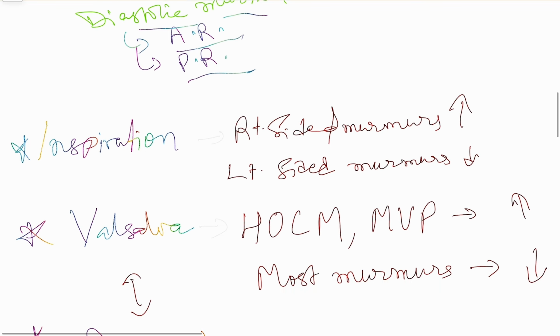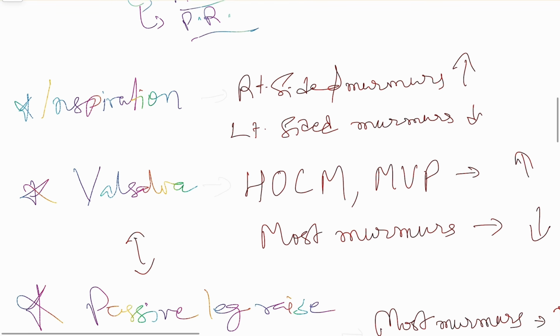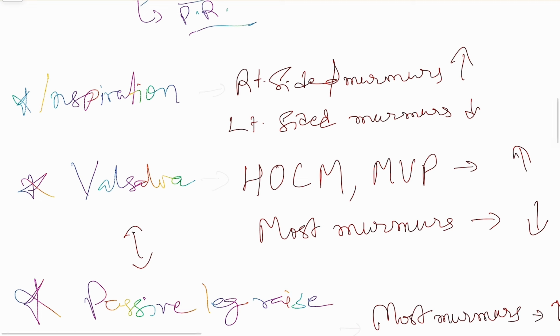So, if we talk about inspiration, when we inspire there is negative pressure in the thoracic cage, which leads to pooling of blood in the right side of the heart, which leads to more intensity of the right-sided murmurs. And the opposite would happen with the left-sided murmurs. The intensity will decrease.